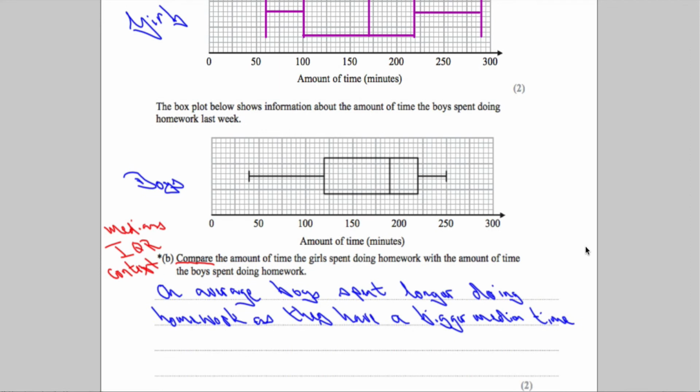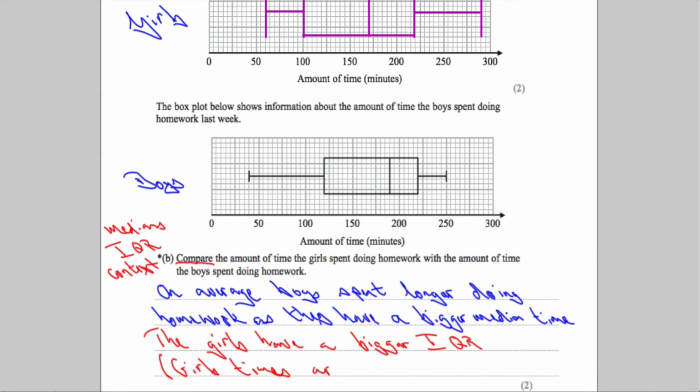And then the next bit, we're just going to say which group had a higher interquartile range. Looking at the 2 boxes, I can clearly see that the girls have a bigger interquartile range. So we can just say the girls have a bigger interquartile range. And what does that mean in the context of the question? It actually means that the girls' times are more variable, are more varied, should I say.